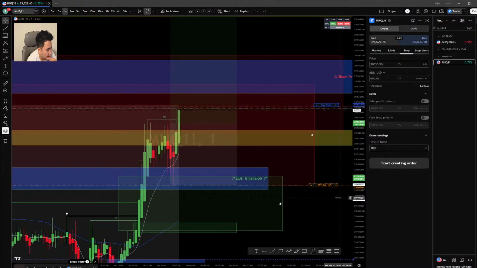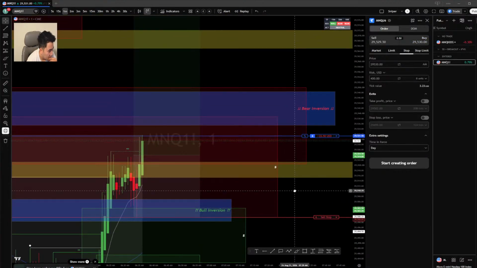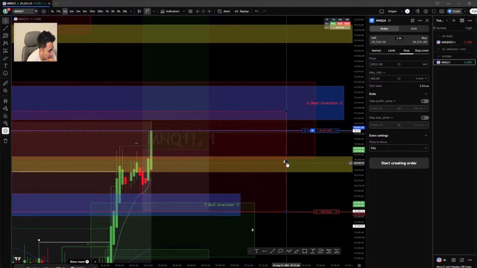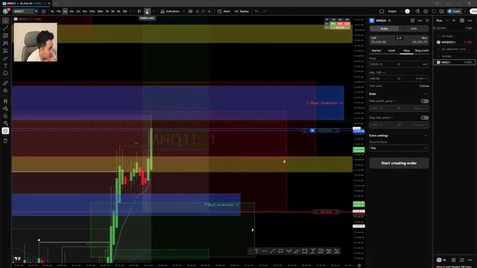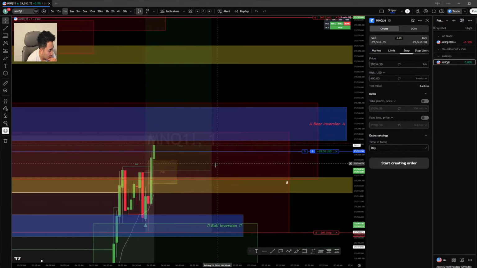Let's put a buy stop there, see what happens. This one's a little bit riskier, within a 5-minute gap. Tag this bearish inversion with targets. See if it rips through. If not, we could trail that 1-minute candle.